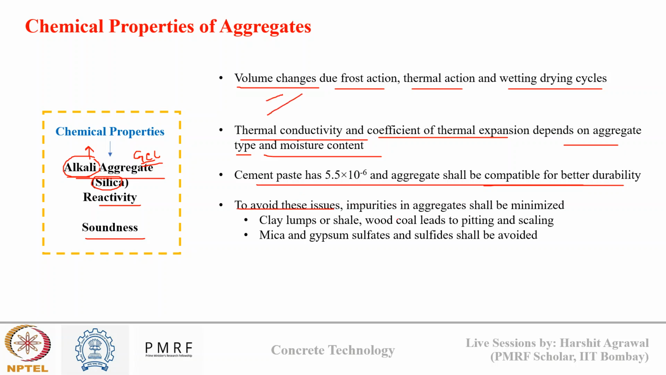So to avoid these issues, impurities in the aggregate should be minimized. The more the impurities, the more the difference between the coefficients of thermal expansion, and higher will be the chances of volume change and soundness issues. Impurities like clay lumps, shales or wood coal can lead to pitting and scaling in aggregate. That should be minimized. Mica, gypsum, sulfates and sulfides should also be avoided. If you avoid these impurities in aggregates, then soundness issues won't arise.